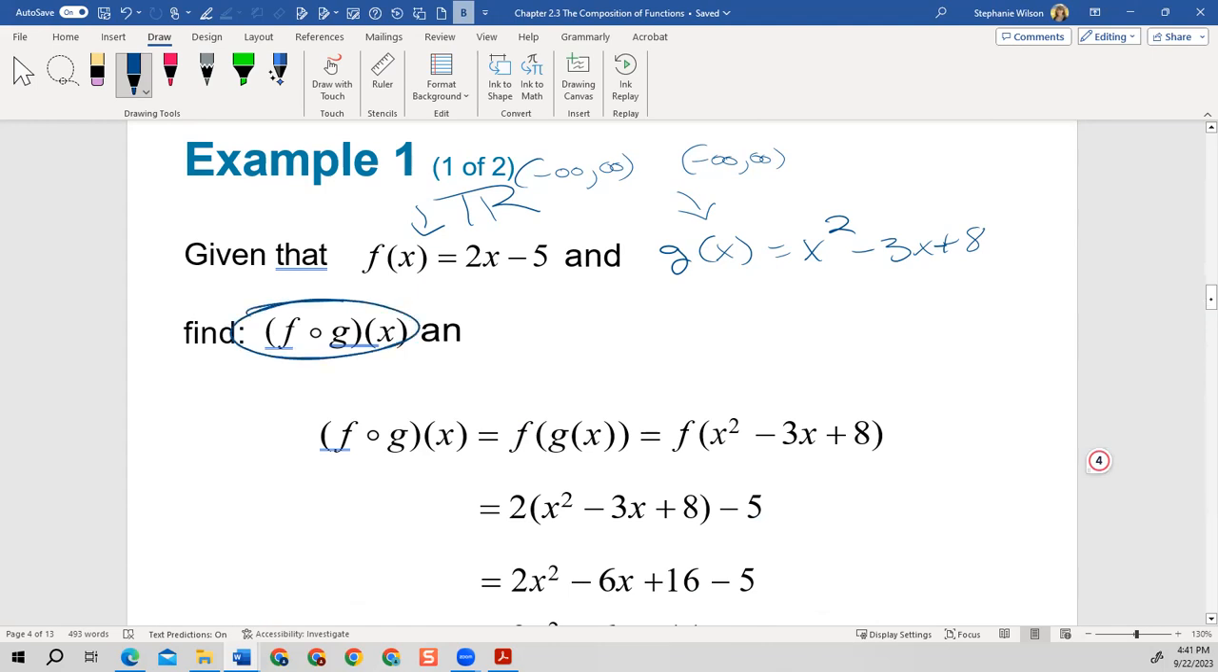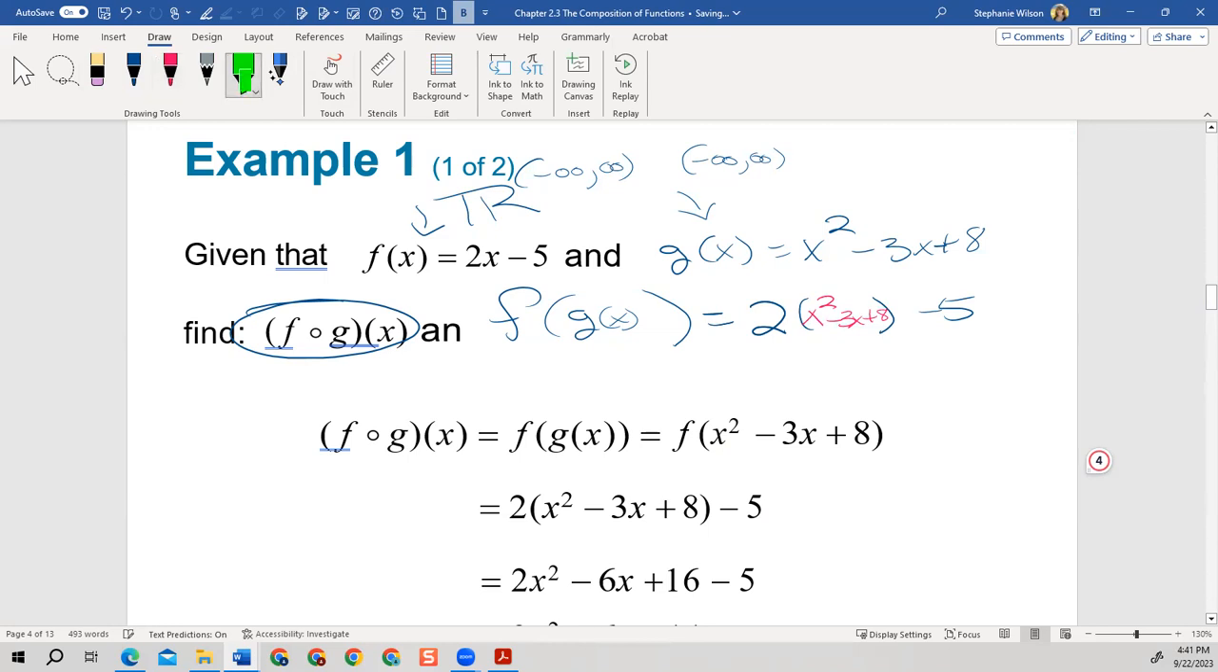They said take f of g of x. So what I'm going to do is take my f function, and everywhere I see my x, I'm going to plug in my g of x. Well, let's just do one more step. So let's write it out. 2 times x minus 5 is my f function. Let's plug in our g function. Our g function is x squared minus 3x plus 8.